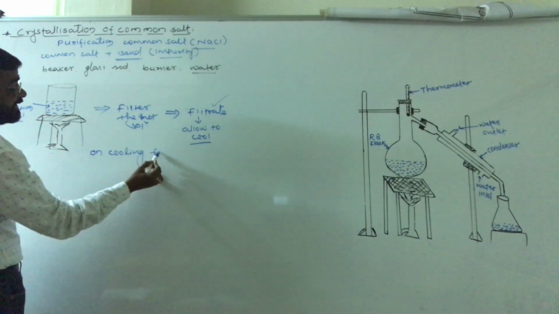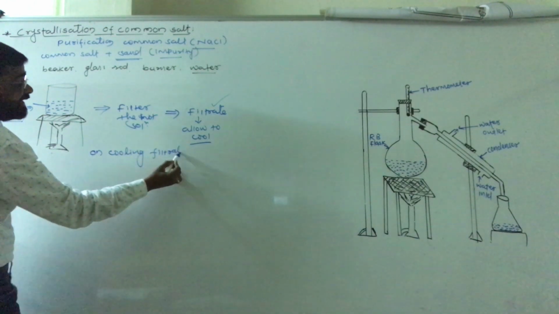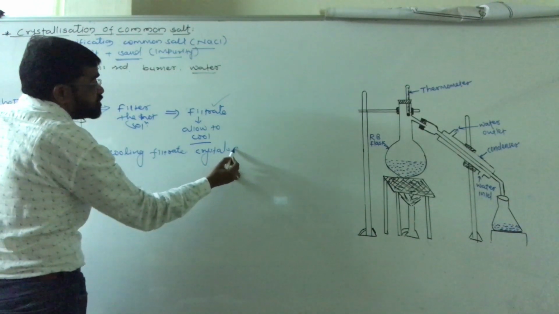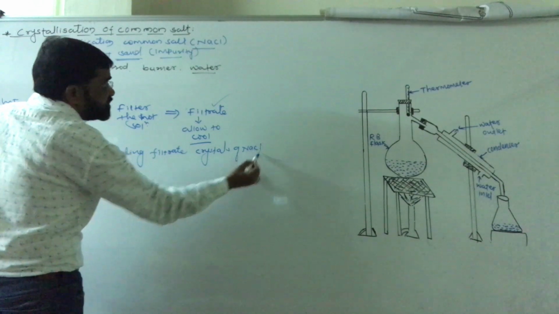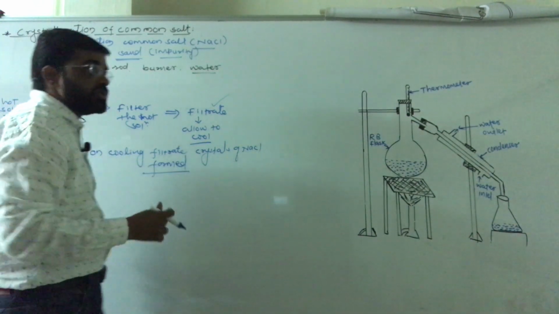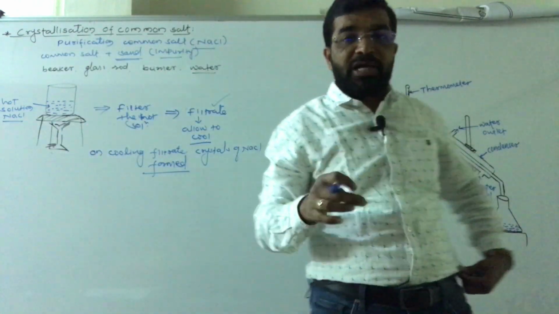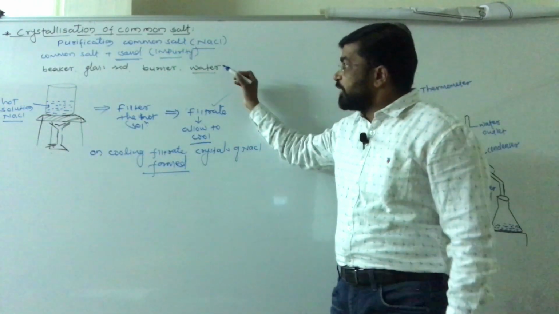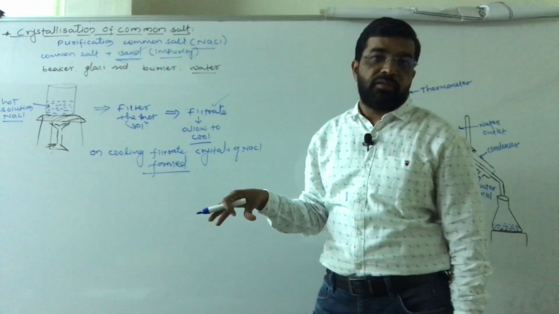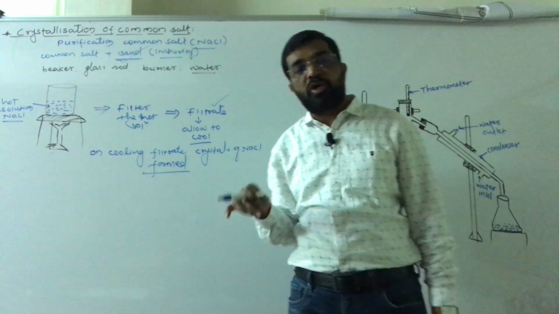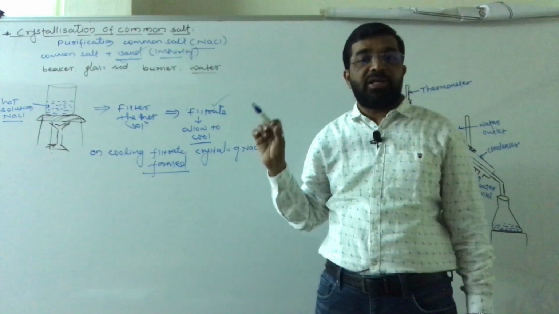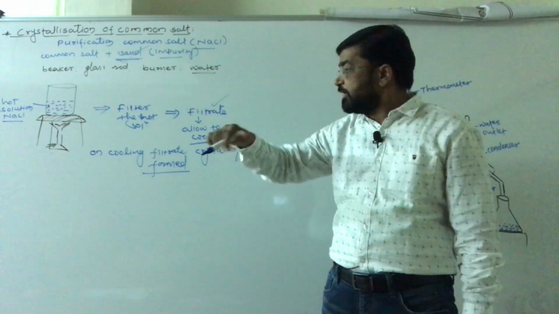the filtrate, crystals of NaCl form. That means on the filter paper, whatever impurities like sand are left on the filter paper, because sand is insoluble in water. So the sand impurities are insoluble and are left on the filter paper.